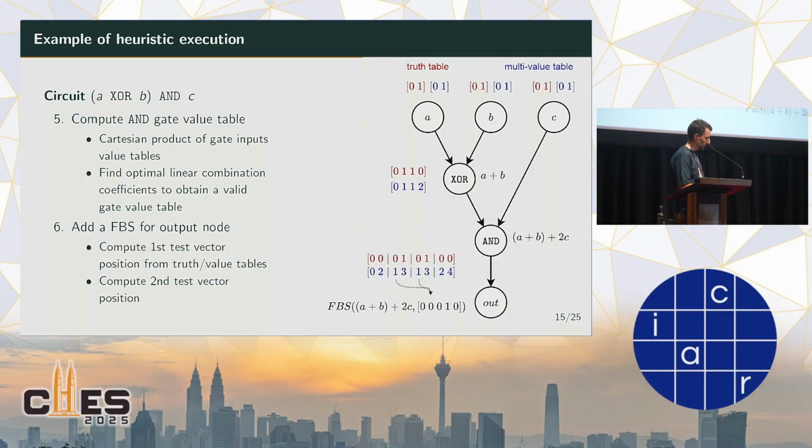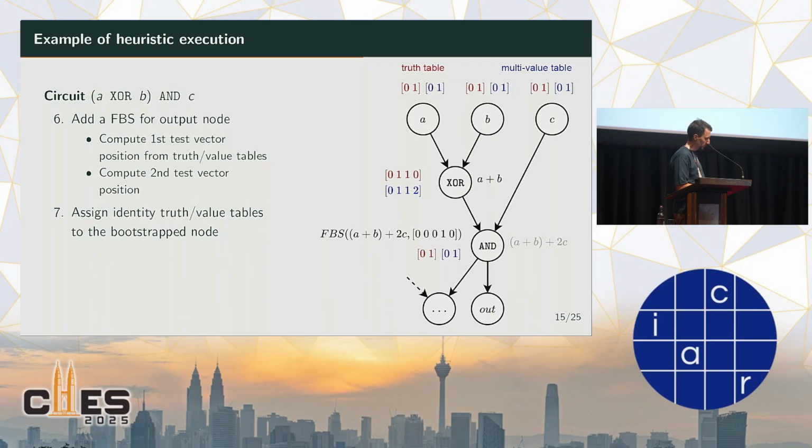Here is the way we construct the test vector. It's not so important. Once we have bootstrapped this gate, we can reuse the bootstrapped value, which is smaller. If we have other gates afterwards, we use this value. So we have 0, 1, 0, 1, and we continue the heuristic till all the gates of the circuit are traversed, visited.